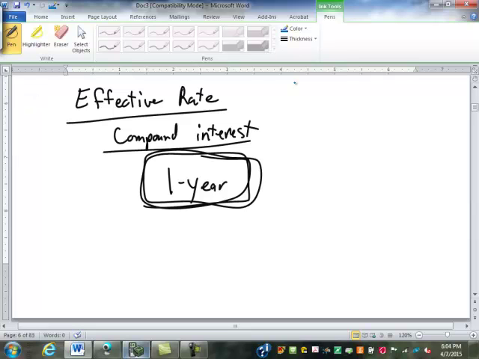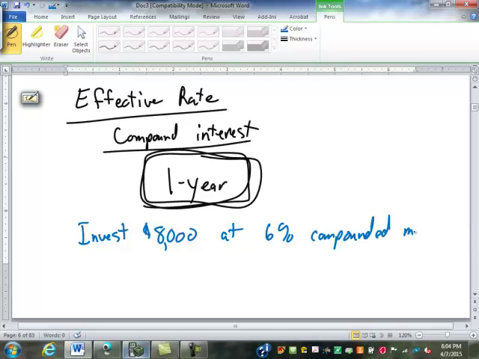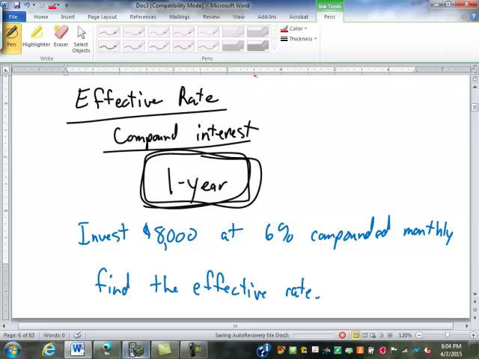So let's say that you're going to invest $8,000 at, and let's go back to our 6% compounded monthly. Find the effective rate. Now you might be looking at that thinking, hey, there's something missing there. What seems to be missing? How many years?